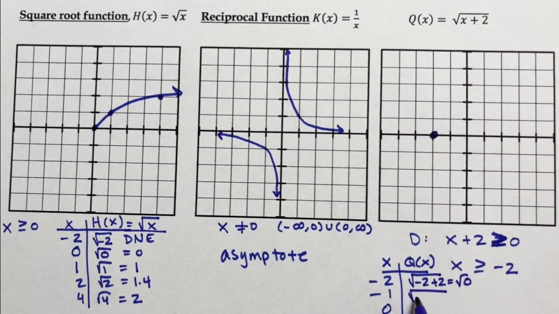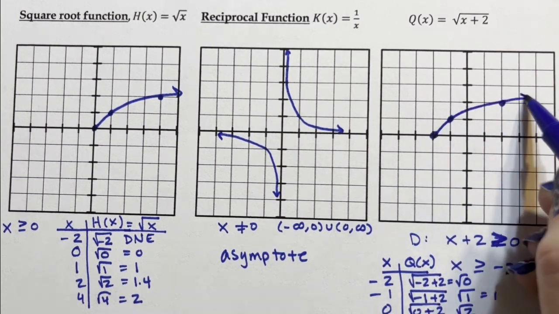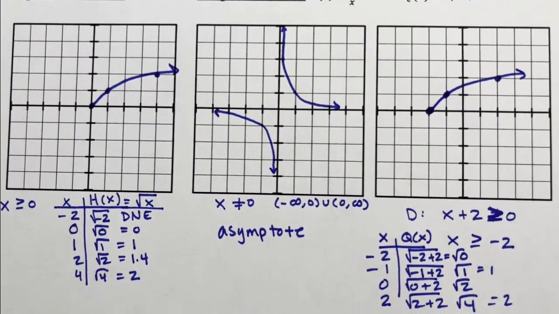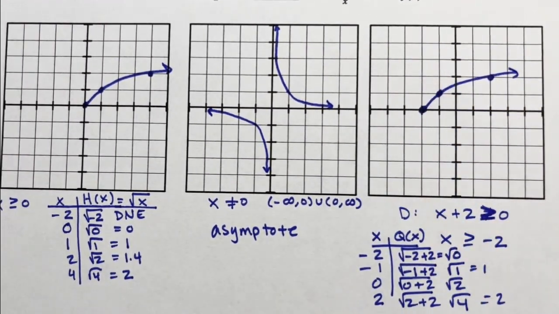The square root of -1 plus 2 is the square root of 1, which is 1. The square root of 0 plus 2 is the square root of 2. So it looks like we're mirroring this, which makes me think I should jump up to 2. The square root of 2 plus 2 is the square root of 4, which is 2. So 1, 2, 1, 2. And so this plus 2 just moved the graph back 2 places.